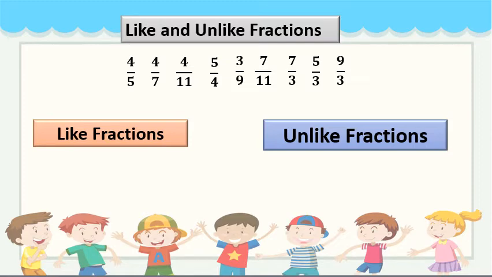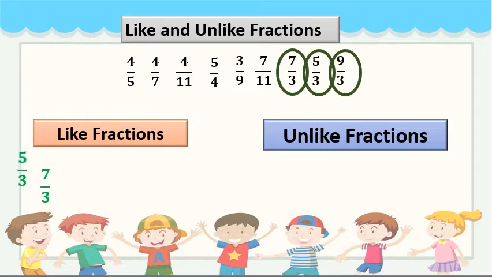Now here you can see 7 upon 3, 5 upon 3 and 9 upon 3. Yes, any similarities between these three? Yes, here 3 is the denominator for all the 3 fractions, correct? So we will write them under the heading of like fractions. Remember dear students, whenever the denominators are same, they are called like fractions.